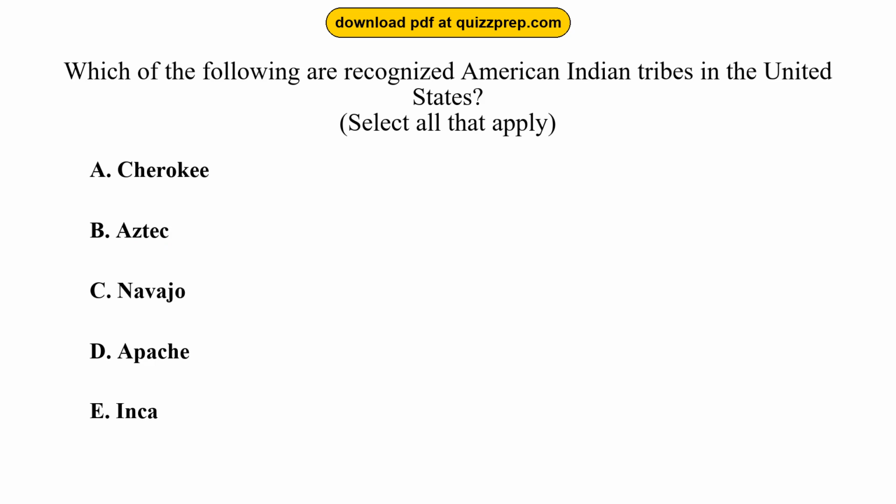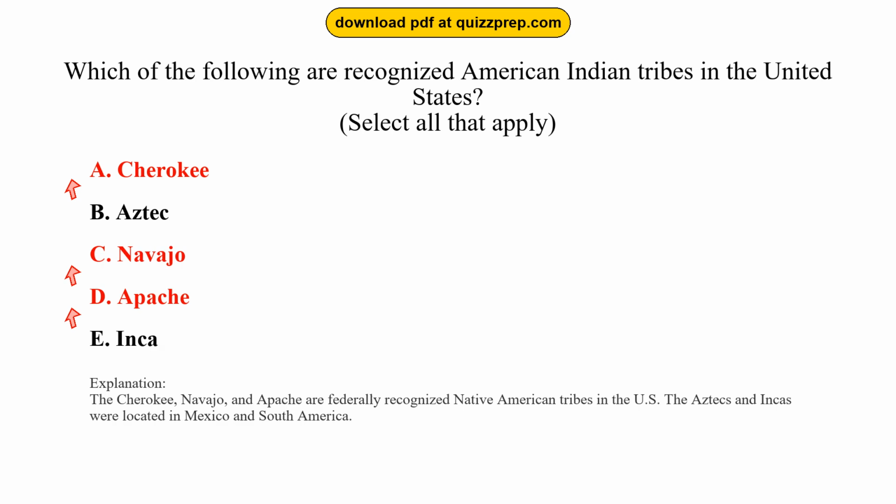Question 87. Which of the following are recognized American Indian tribes in the United States? Option A, Cherokee. Option B, Aztec. Option C, Navajo. Option D, Apache. Option E, Inca. The correct answers are options A and C and D, Cherokee, Navajo, Apache. The Cherokee, Navajo, and Apache are federally recognized Native American tribes in the U.S. The Aztecs and Incas were located in Mexico and South America.